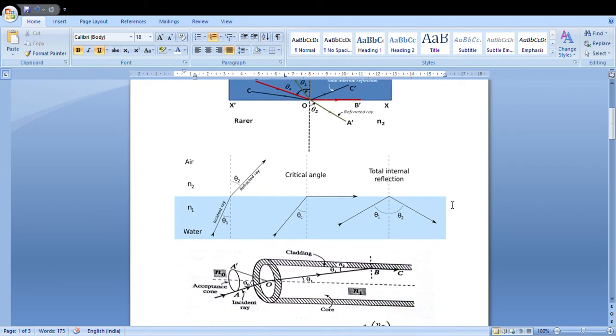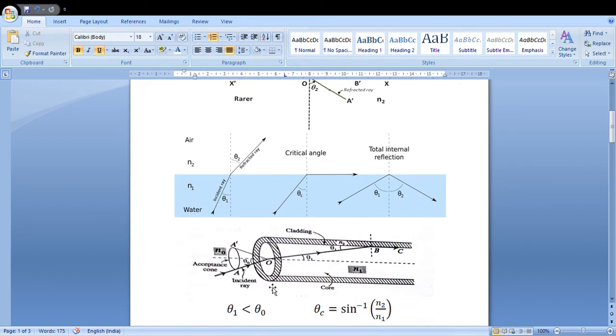This whole idea plays an important role in your optical fiber. If you consider an optical fiber as shown in the figure, you have a core, that is the cylinder over here, that has a refractive index N1, okay, and then the cladding, which is the outer surface of the optical fiber, which has N2. Here N1 and N2 are such that N1 is greater than N2.